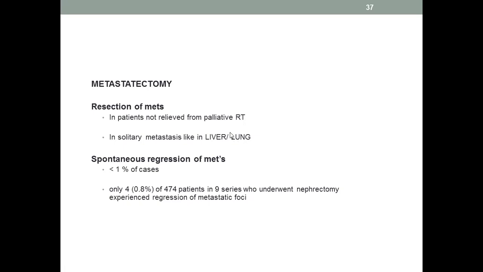It has shown better results. There is a terminology called spontaneous regression of the metastasis. This can happen in less than 1% of patients, and probably the body's immunity takes over when you remove the primary tumor.